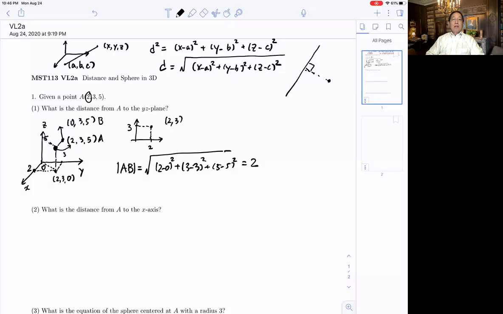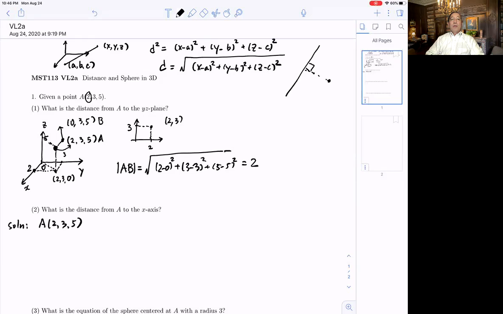All right, now let's look at the next one. What is the distance from A to the x-axis? This time, we're going to use a slightly different method, because here we used a geometric method. So we are now going to use an algebraic method. So point A over here is 2, 3, and 5. Let's try to make it a formal solution.